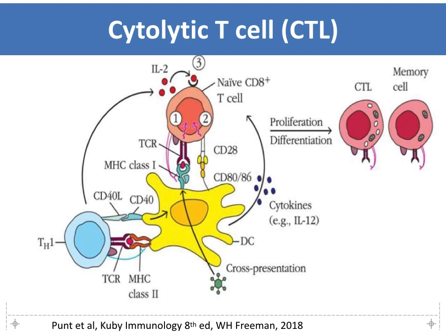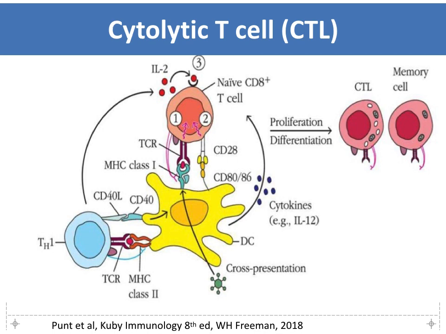Now, recently, one way by which the cytolytic or CD8 T cell can get activated has been recognized. In this diagram, you see a naive or inactivated CD8 T cell on top. So you need a signal to activate it. And one signal is provided by the interaction of the T cell receptor with the MHC class I peptide complex, since it's a CD8 T cell. Another signal is provided by the interaction between CD28 and CD80/86.